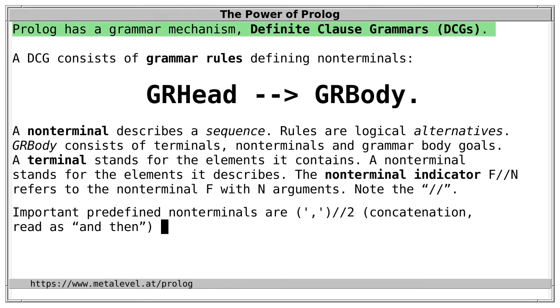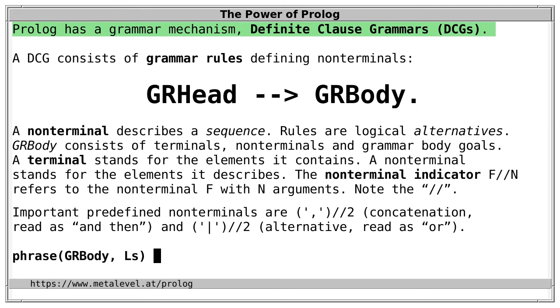This means concatenation, and we read it as "and then". So that's different from comma in predicates, which we read as "and", that is conjunction. And vertical bar with 2 arguments, denoting alternatives, we read as "or". And the predicate phrase holds for GR body and LS if and only if LS is a list described by GR body. So we can think of this predicate as it holds for the sequences described by a grammar rule body, where the sequences are manifested as Prolog lists.